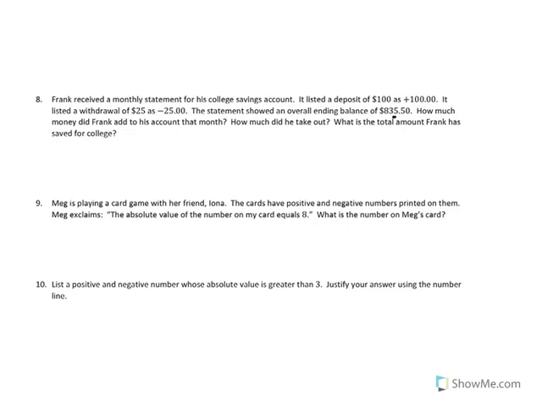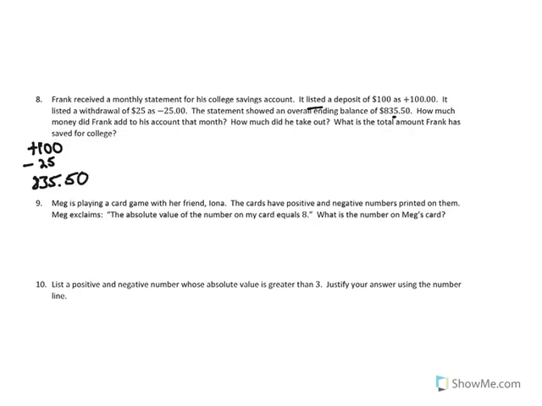Okay, so we have to first write out the information. This is when you have so much information you can't just jump into it. You have to write the information out. So we have a deposit of $100, so positive 100. And then we have a withdrawal of $25, so negative 25. And then we have a new balance of $835.50.